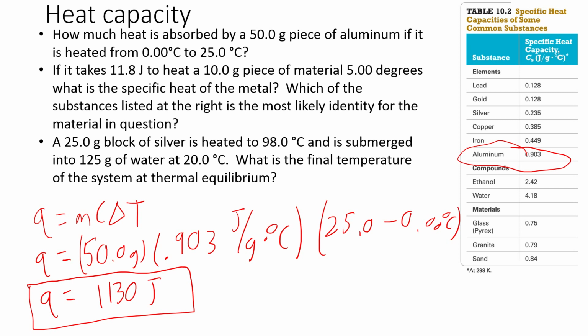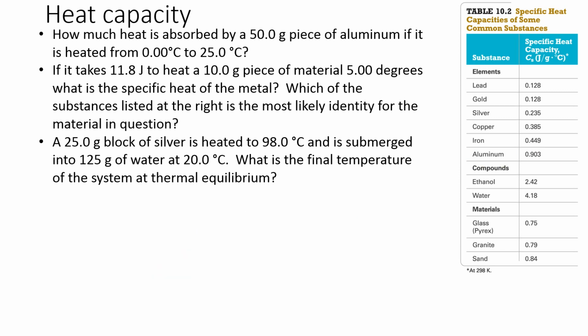We just use Q equals mc delta T. So if it takes 11.8 joules to heat a 10-gram piece of material 5 degrees, what is the specific heat of the metal? So I'm telling you it's a metal of some type. Which of the substances listed at the right is the most likely identity for the material in question?